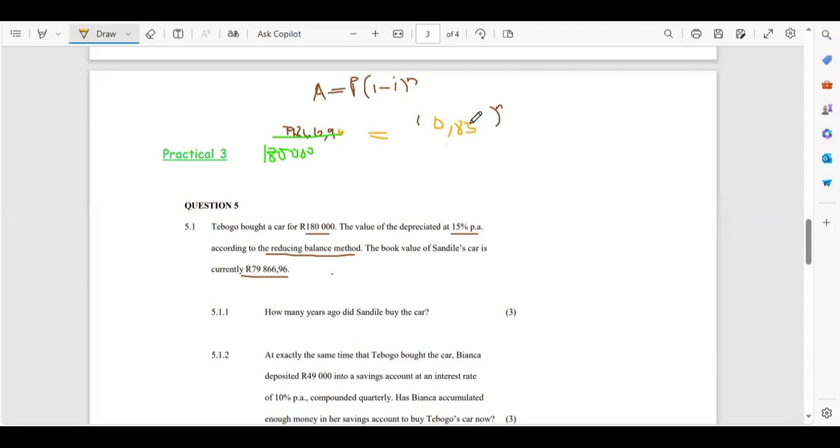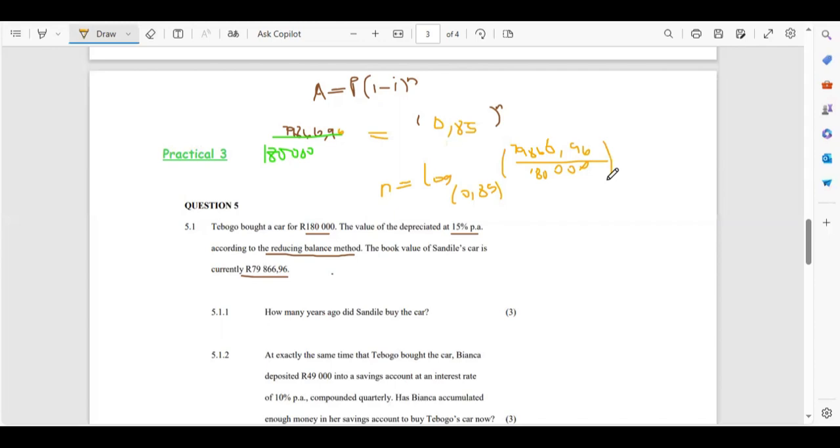And by now, at this point, you should be comfortable with this method. Now I need to solve for my n. So my n should be equals to log of anything that was attached to my n. In this case, it is 0.85. And my exponent is anything that was on the other side. So the other side was 79,866.